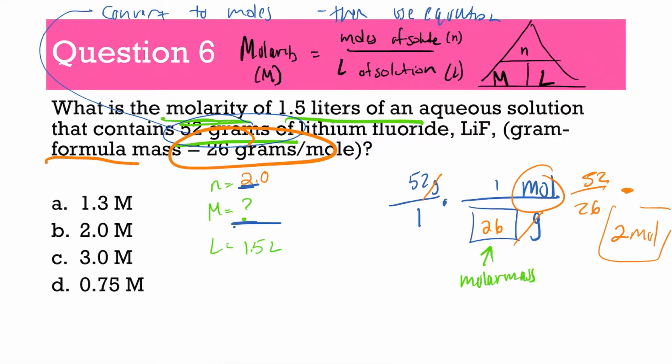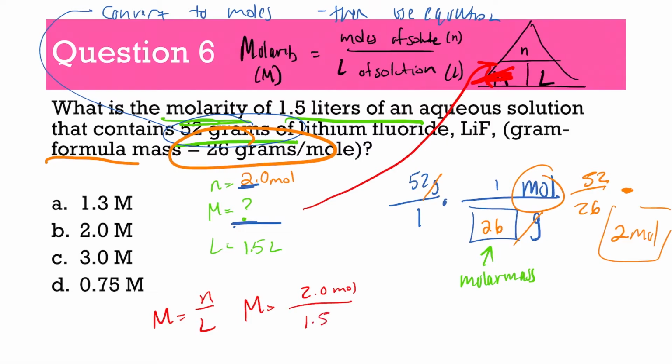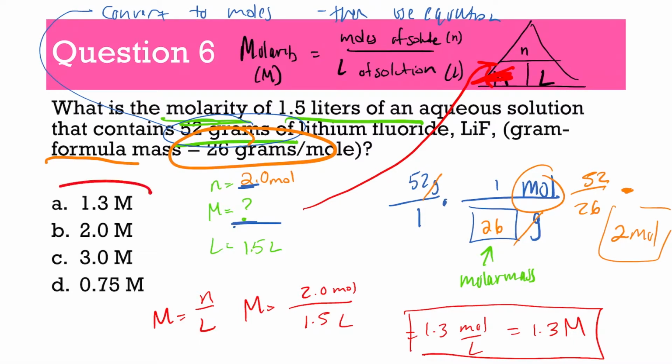And you're not done there. That's your moles, your little n. Now we have all that we need to go back and use the molarity triangle. Whatever you're looking for, you cross out. So molarity is moles over liters. You have 2.0 moles over 1.5 liters. 2.0 divided by 1.5 is 1.3, and moles divided by liters is moles over liters, which is the same thing as molar. So big M, unit-wise, is the same as moles over liters, making A our answer.